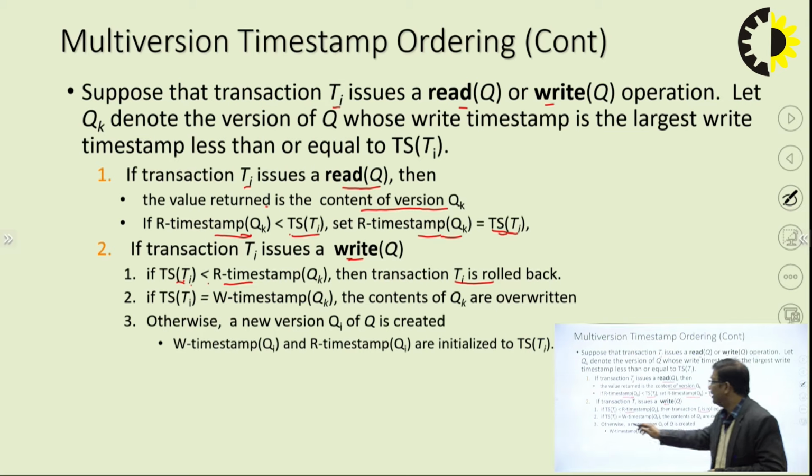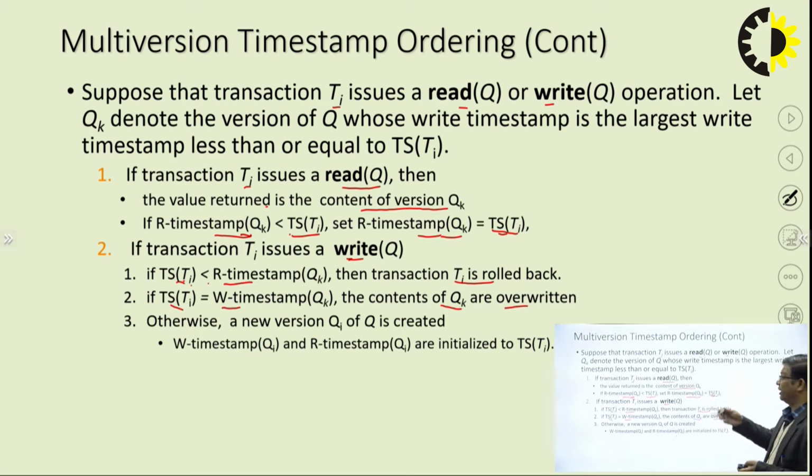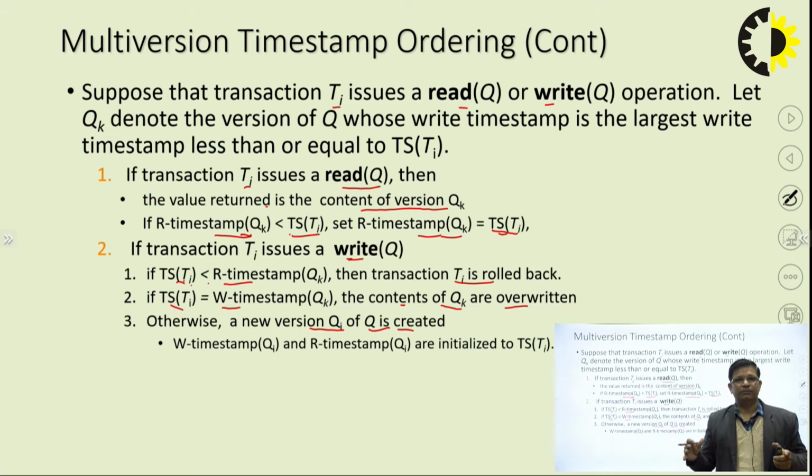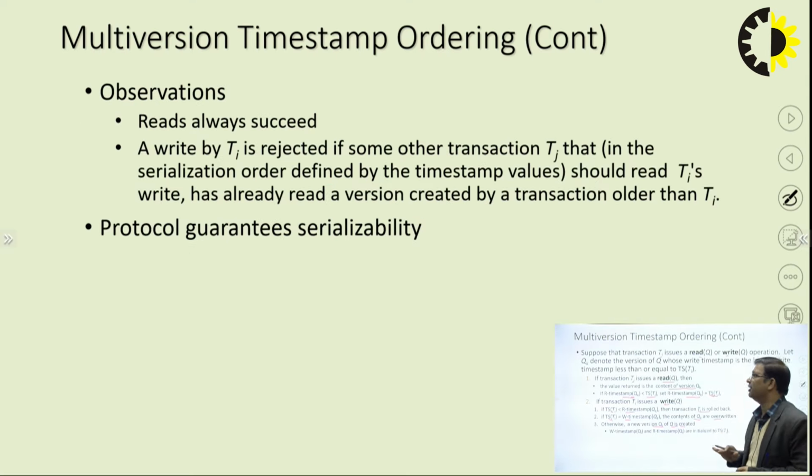That's why. If the time stamping is equal to the write time stamping, then the content of Q is overwritten. If both the write time stamping and the time stamping of Ti are equal, then the content of Q is overwritten. Otherwise, a new version of Q is created. A new version of Q means everything is new: the content of Q, the read time stamping and the write time stamping, everything has been initialized in another transaction. Okay. So, these are the three conditions.